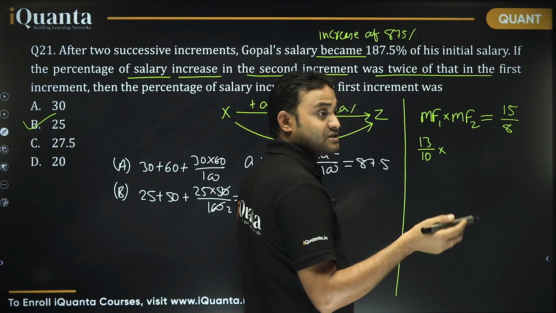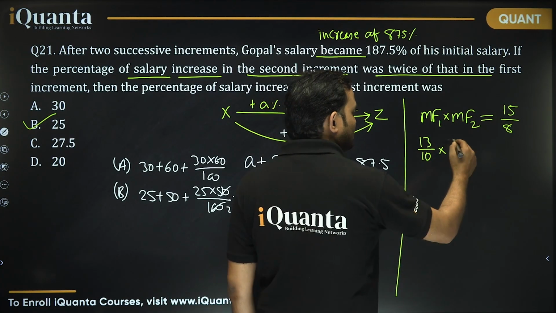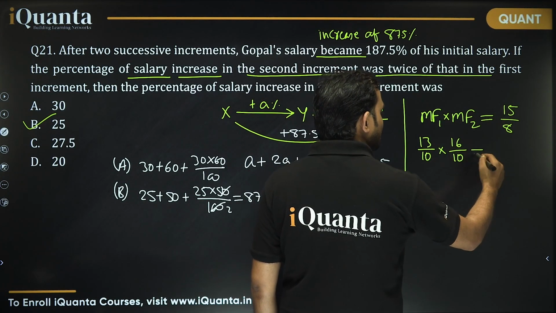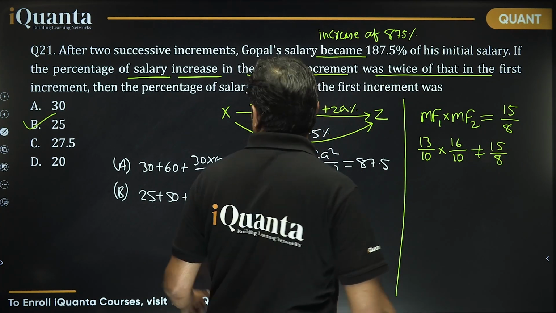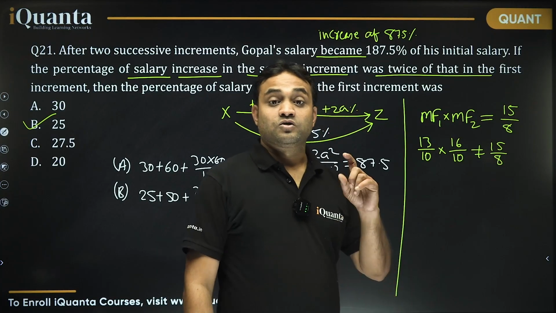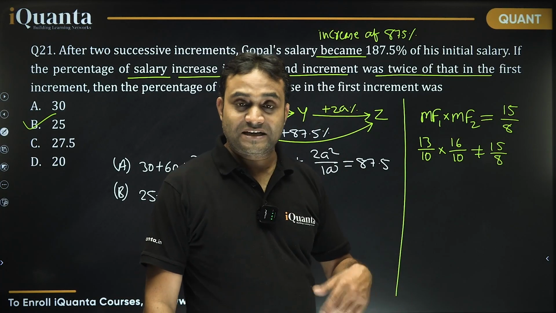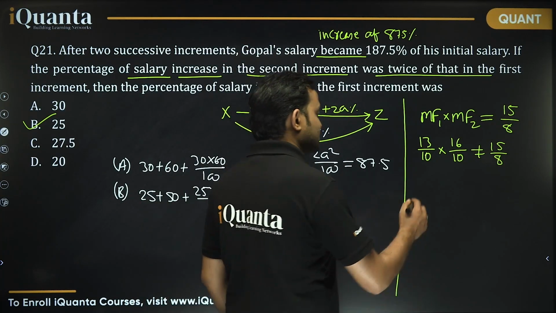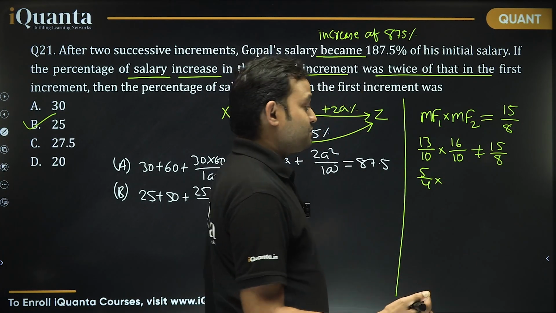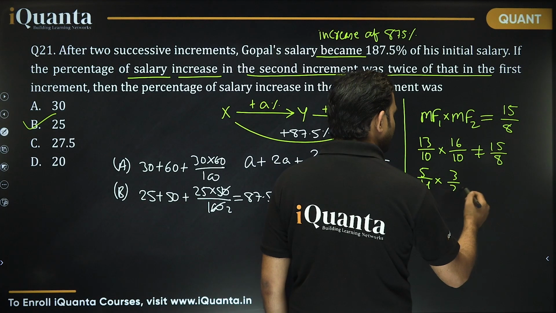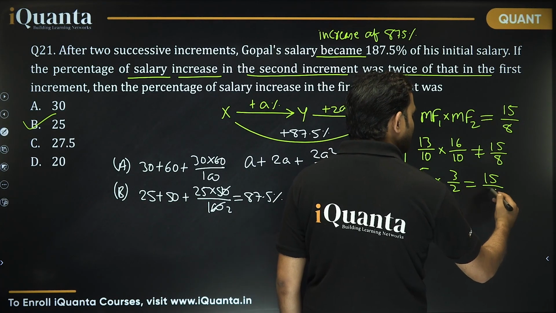Then the next increase will be 60%. The multiplication factor will be 16 by 10, and this is not equal to 15 by 8, right? Okay, if I take 25%, 25% is 1 by 4. The multiplication factor will be 5 by 4. So if this is 5 by 4, the next change will be 50%. The multiplication factor is 3 by 2, which is equal to 15 upon 8, right?